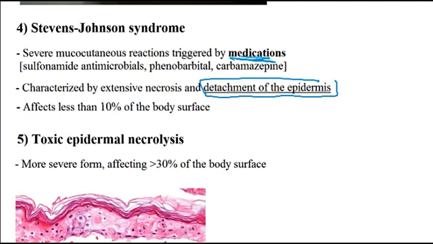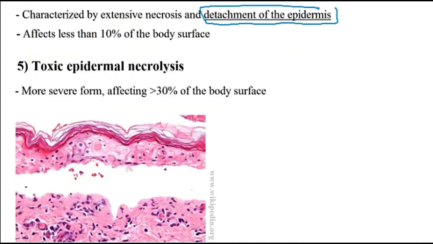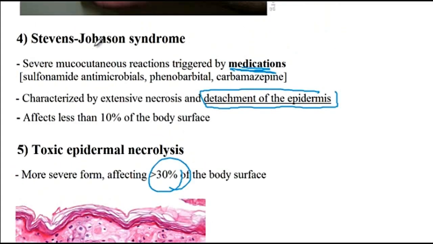And then the more severe form is called toxic epidermal necrolysis, which affects more than 30% of the body surface. And once again, there is detachment of the epidermis in these patients. So you can see how the epidermis has come off in patients that have toxic epidermal necrolysis. And a similar example you would see with Stevens-Johnson syndrome. So the difference between toxic epidermal necrolysis and Stevens-Johnson is that with Stevens-Johnson, less than 10% of the body surface is affected, while with toxic epidermal necrolysis, more than 30% is affected.